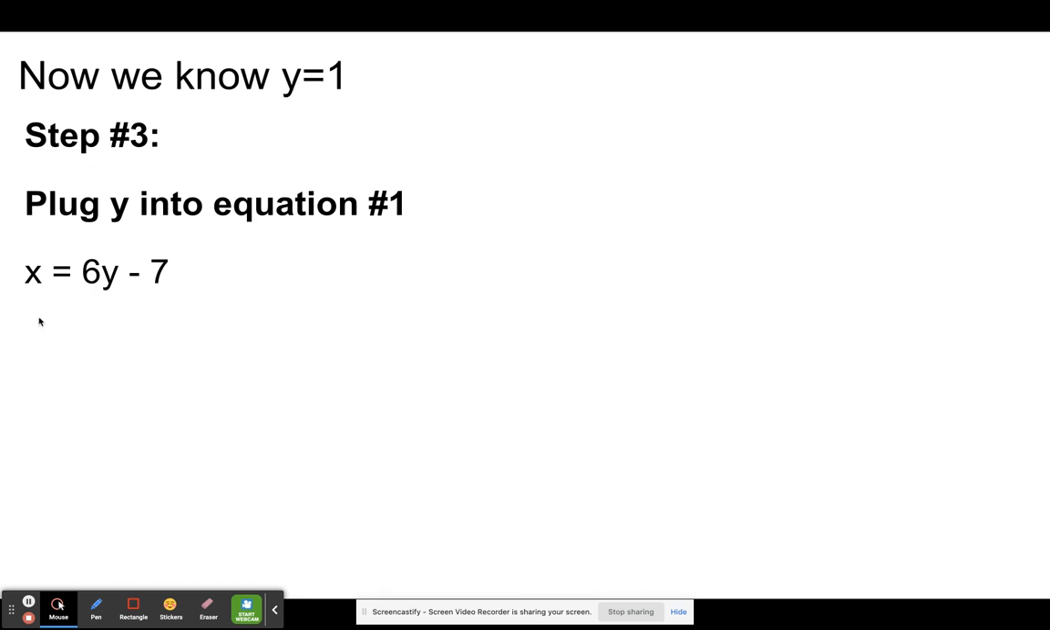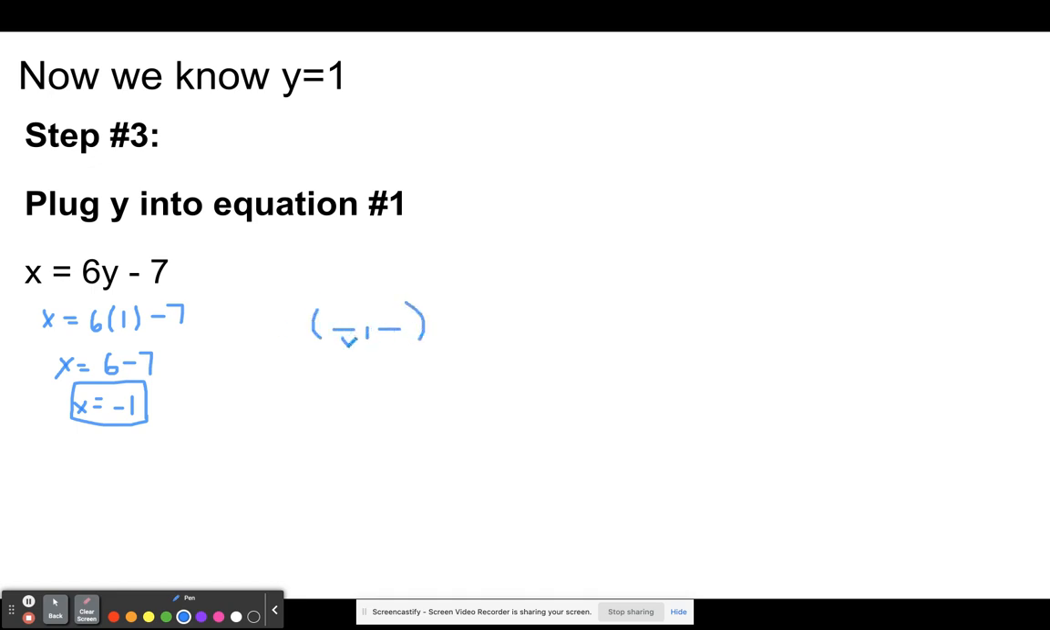So plugging back in what we know, we have x is equal to 6 times, I know what my y is, it's 1, minus 7. So x is equal to 6 times 1 is 6 minus 7. So x is equal to 6 minus 7 is negative 1. Be very careful when you're adding and subtracting with your integers. Remember, you can always use a calculator. You're allowed to. And then now we can state our final coordinates.